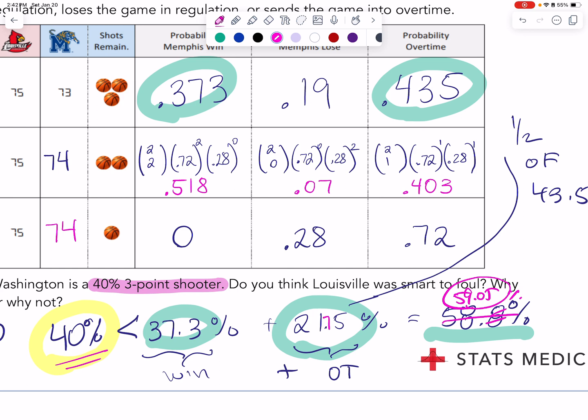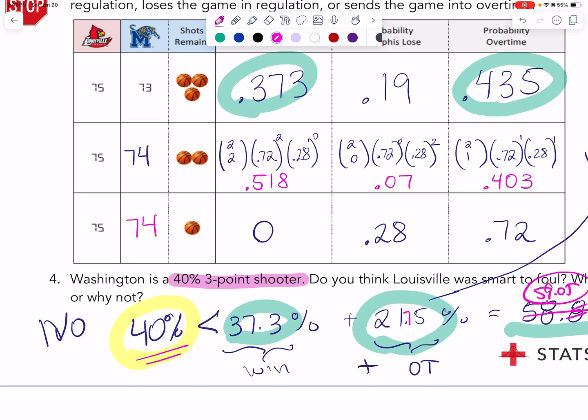But you could argue, you could say, well, Ms. Brown, this is the first time he's ever faced this situation, so he's going to miss those free throws more often than not because of the pressure. And if you argued that he wasn't going to be a 72% free throw shooter in this situation, then yes, you could argue that it was smart to foul. But given our data and our points that we've been doing, I would say no.